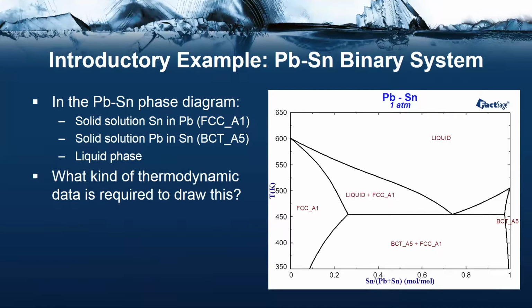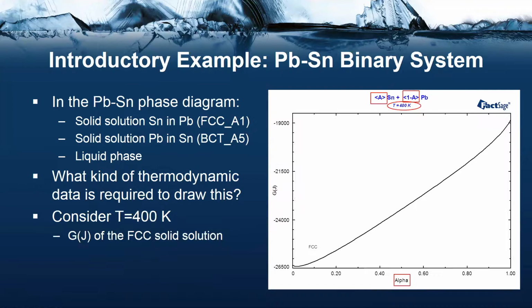So, what kind of thermodynamic data is required to draw this? If we consider the system of lead and tin, the thermodynamic composition of phases at a given temperature is governed by the minimum Gibbs free energy of the system. To illustrate this, we'll consider a fixed temperature of T equals 400 Kelvin, which is marked by this dashed red line in the figure.